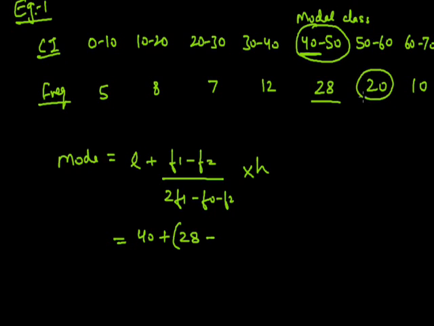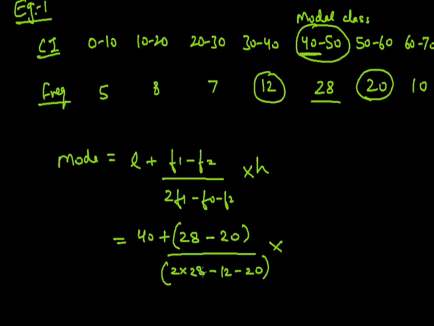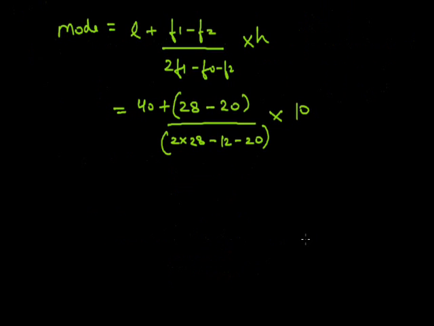The frequency of that class is 20, so F2 will become 20, divided by 2 into F1, that is 28, minus F0. F0 is the frequency of the class just above the modal class, that is 12. So F0 is 12, minus F2, which is 20, into the class size of the modal class. The class size is upper limit minus lower limit, that is 50 minus 40, which is 10. So that will become H.